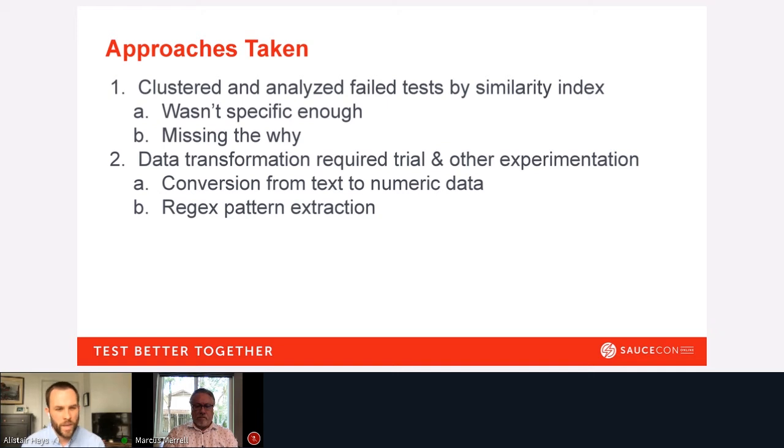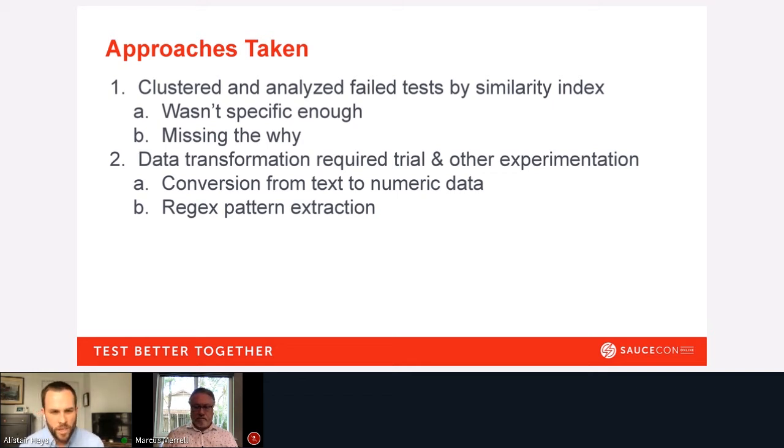So we had to go back to the drawing board and take a number of different approaches. Some of the initial approaches failed. Some of the other things we tried on the more technical side: we looked at how you compare these different tests against each other. We tried to convert everything to numeric data. That didn't give us good enough insights into being able to make them look similar.